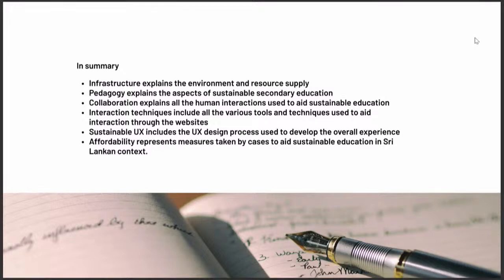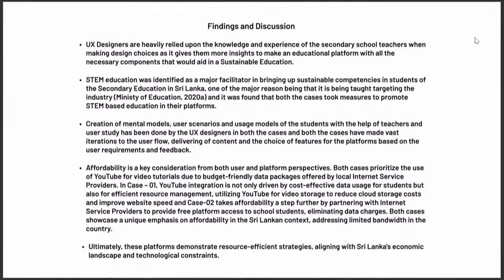One is the bandwidth issue. The other one is the accessibility of students through different ways of accessing these platforms and things like that. So in the findings, I found out that UX designers in the Sri Lankan context heavily rely upon the knowledge and experience of secondary school teachers when making design choices, as it gives them more insights to make this education platform with all the necessary components that would aid in sustainable education. STEM education was identified as the major facilitator in bringing up sustainable competencies in secondary education students in Sri Lanka, and one major reason for that being that it targets the industry.